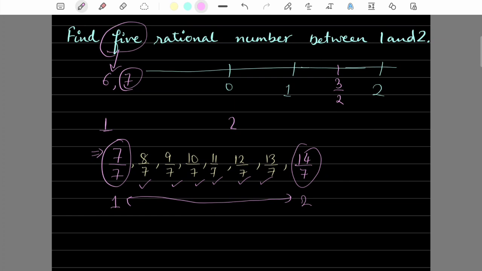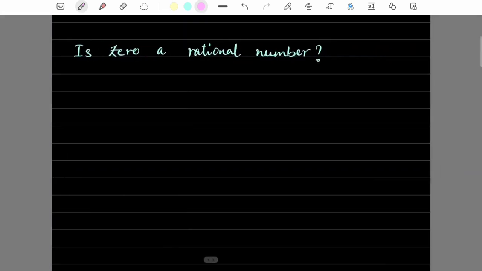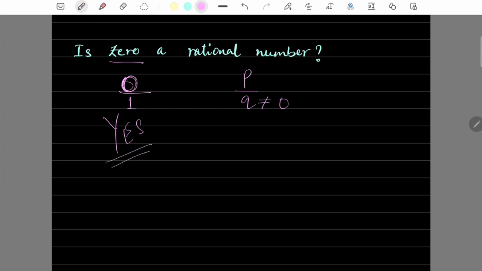All right. Let's go to the next question. Is 0 a rational number? Ooh, 0 is 0. A rational number needs to be in the P over Q form, where Q is not equal to 0, right? But 0 can be written as 0 over 1. So yes, 0 is a rational number.